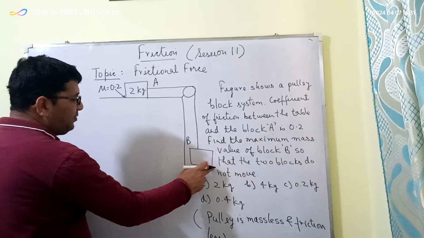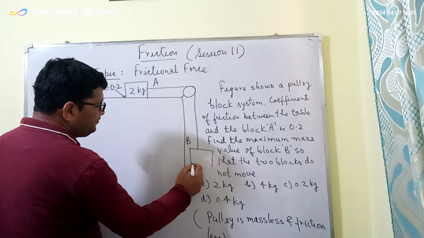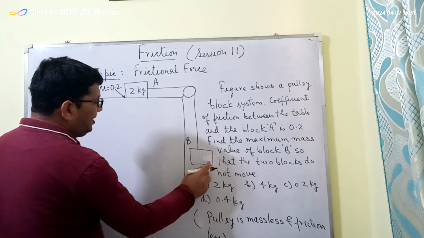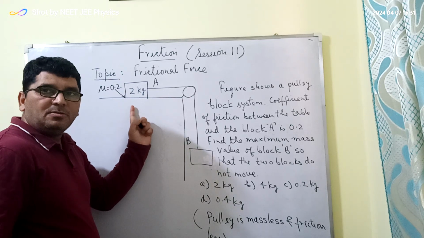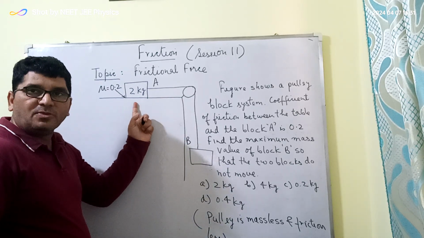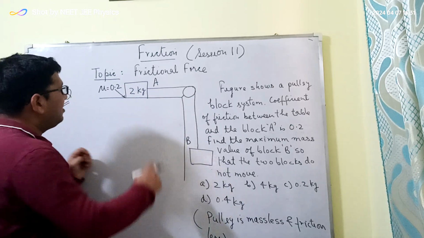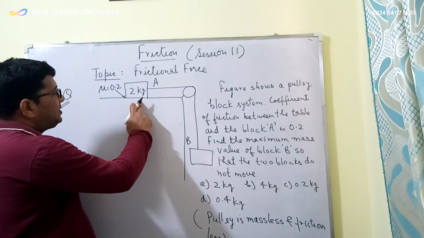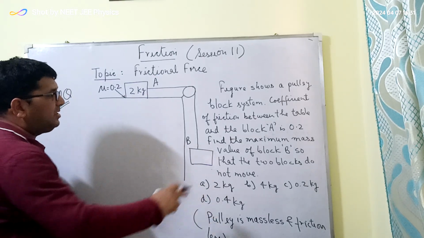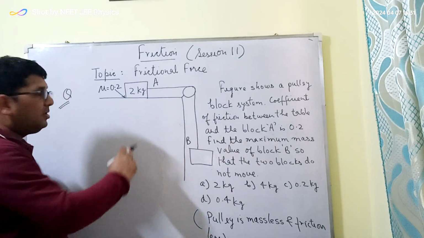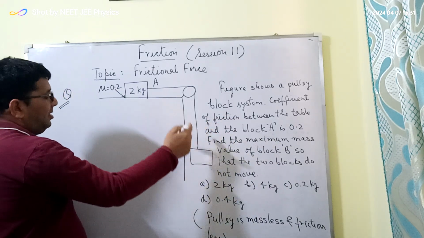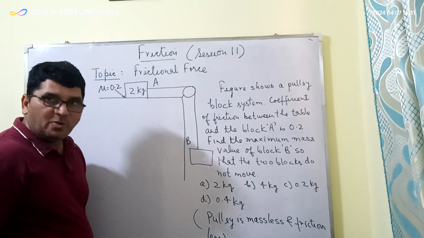In this question, the most important thing which we have to remember is that here this block is being subjected to only one force, and that is the frictional force. This block is kept on this surface, and the coefficient of friction between this table and the block is 0.2.